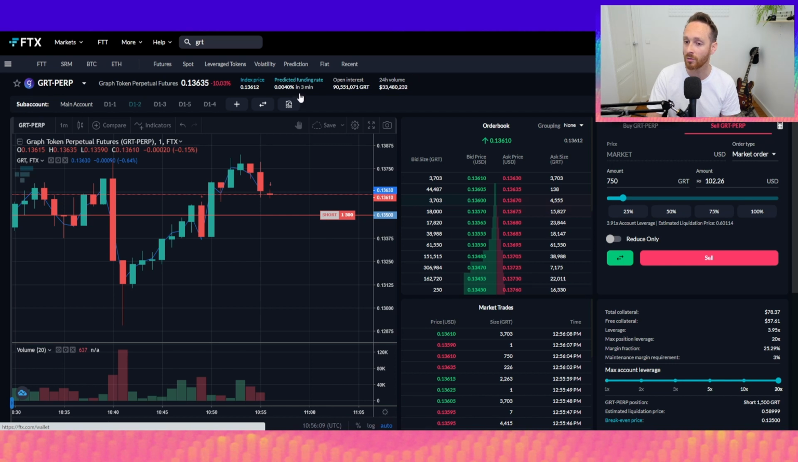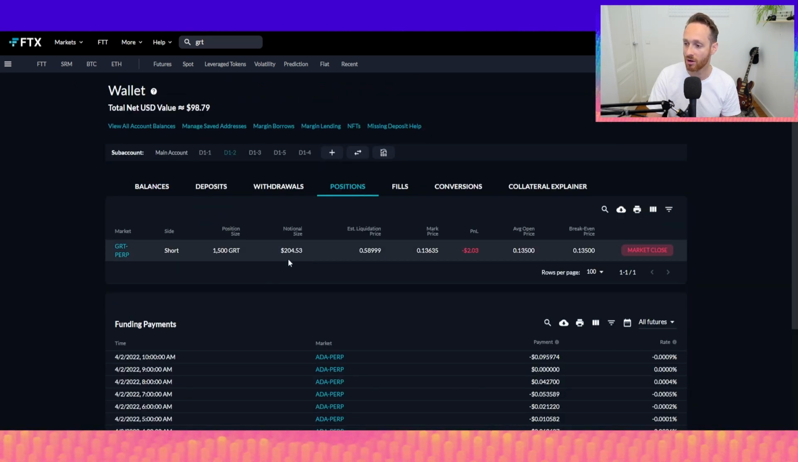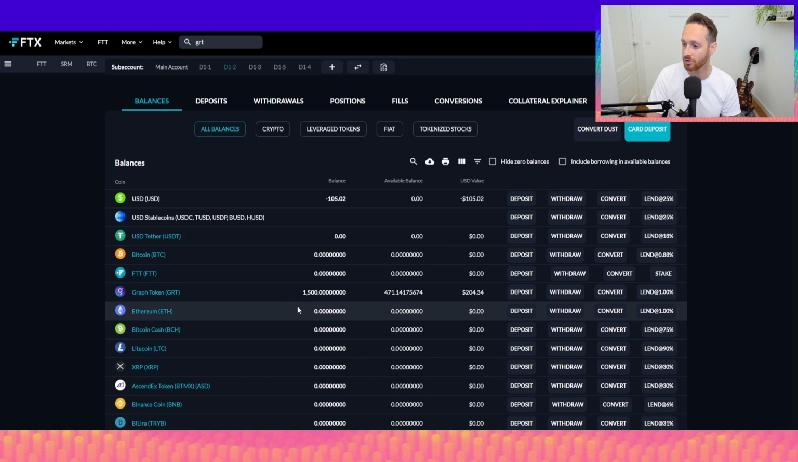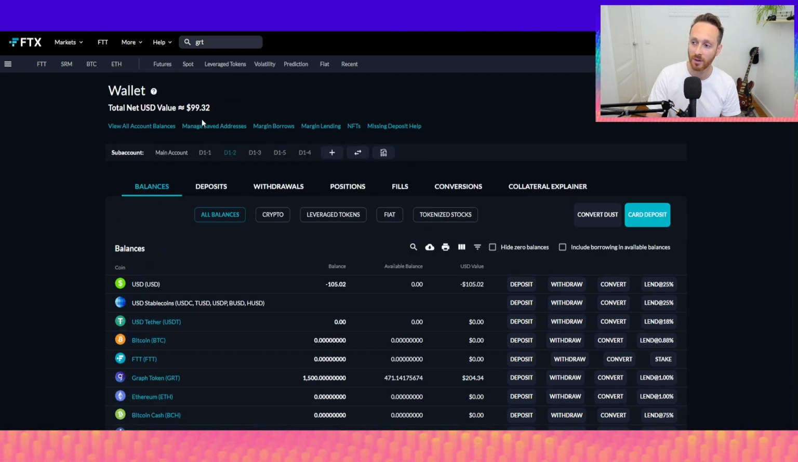So if we go to our wallet right now, you can see we have a position of $204. And in our balance, we also have 1,500 GRT tokens spot. Now, I paid a little bit in fees here. So this is why it's less than $100. This number might fluctuate as well, depending on the difference between the spot and the perpetual. But in general, this will stay about the same.